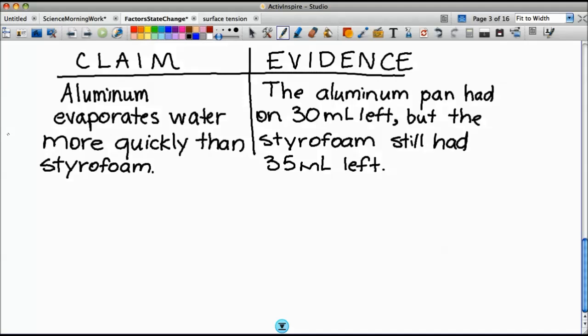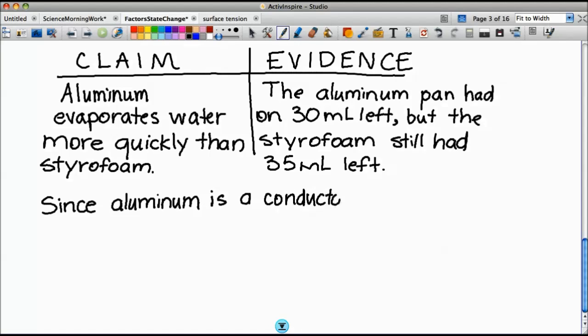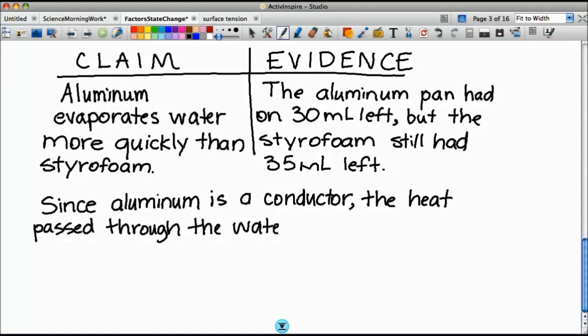Why is there more heat in the aluminum one? Because it's, and metals are conductors. Nice, orange group, nice, yes. So let's put since aluminum is a conductor, I need to start it that way because that is what this whole explanation hinges on. The fact that aluminum lets heat pass through it. Since aluminum is a conductor, the heat passes through the water more quickly.